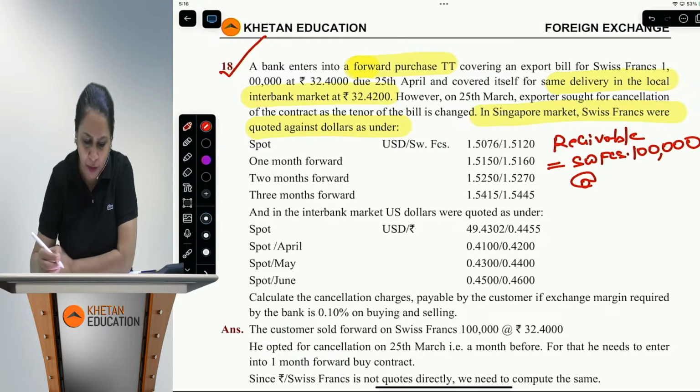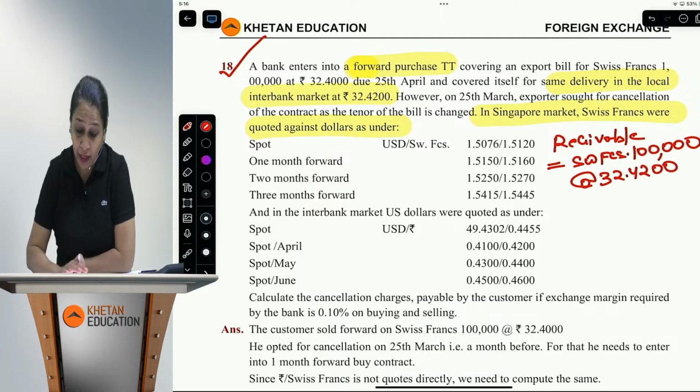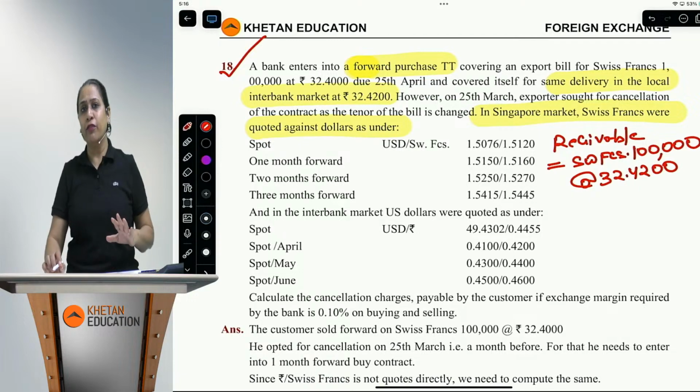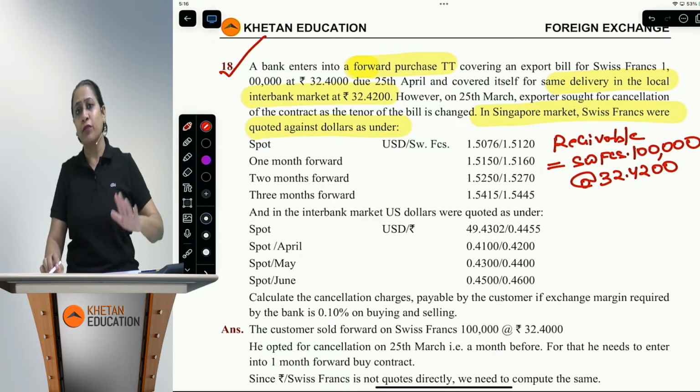We need to always think from our point of view. So at the rate of 32.4200, correct? You should be very, very careful about the fact that even if the question is framed from the bank's perspective, you are supposed to calculate the answer for yourself. They are just trying to confuse you.